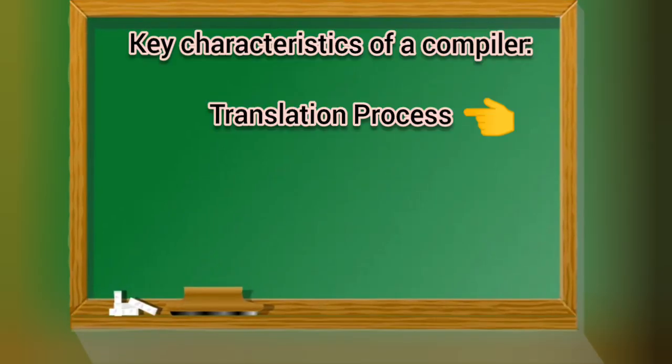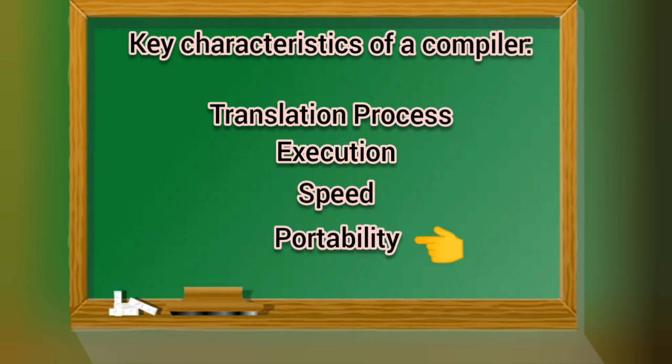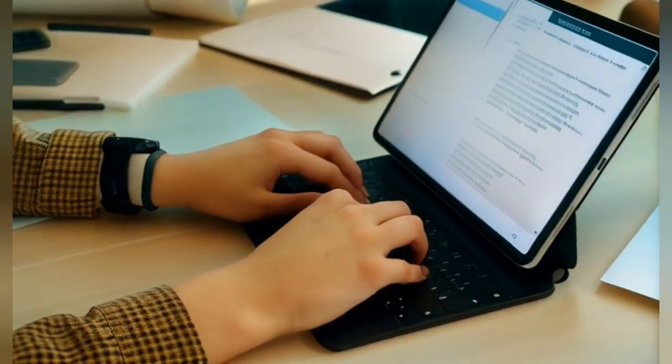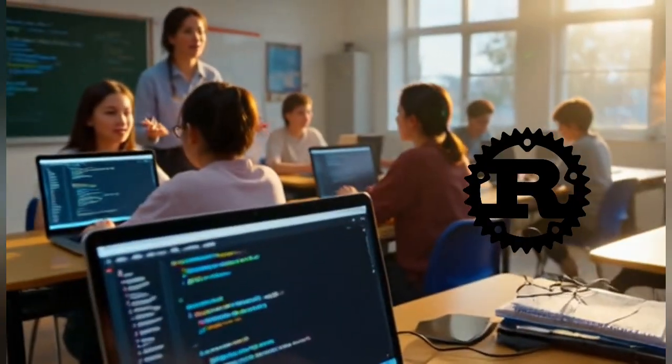Translation process. The entire program is translated at once. Execution. The program runs after the compilation step is finished. Speed. Compiled programs are generally faster because they are already in machine code. Portability. The compiled executable is specific to the operating system and architecture it was created for. Examples of languages that use compilers include C, C++, and Rust.